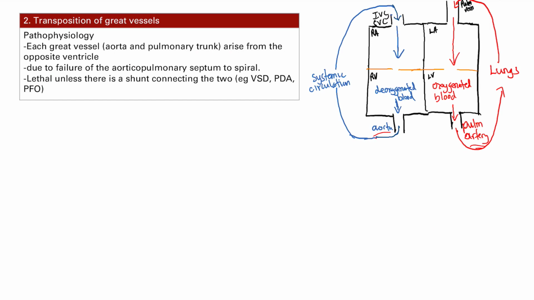Now this can be lethal unless there's a shunt connecting the two, because as you can see, without a shunt you have two contained systems where blood just goes in and out of the systemic circulation, and blood goes in and out of the lungs and heart. It's like a cycle where nothing happens. No blood is getting to the systemic circulation, and blood is not getting oxygenated. So you need a shunt connecting the two, let's say a ventricular septal defect, which allows oxygenated blood to come into the aorta and the systemic circulation.